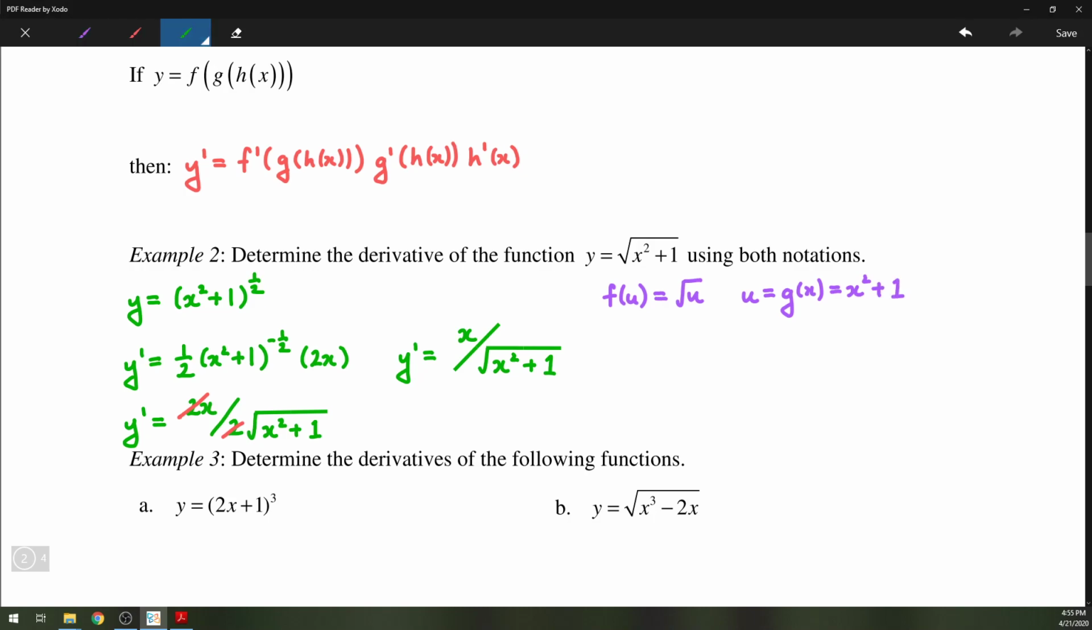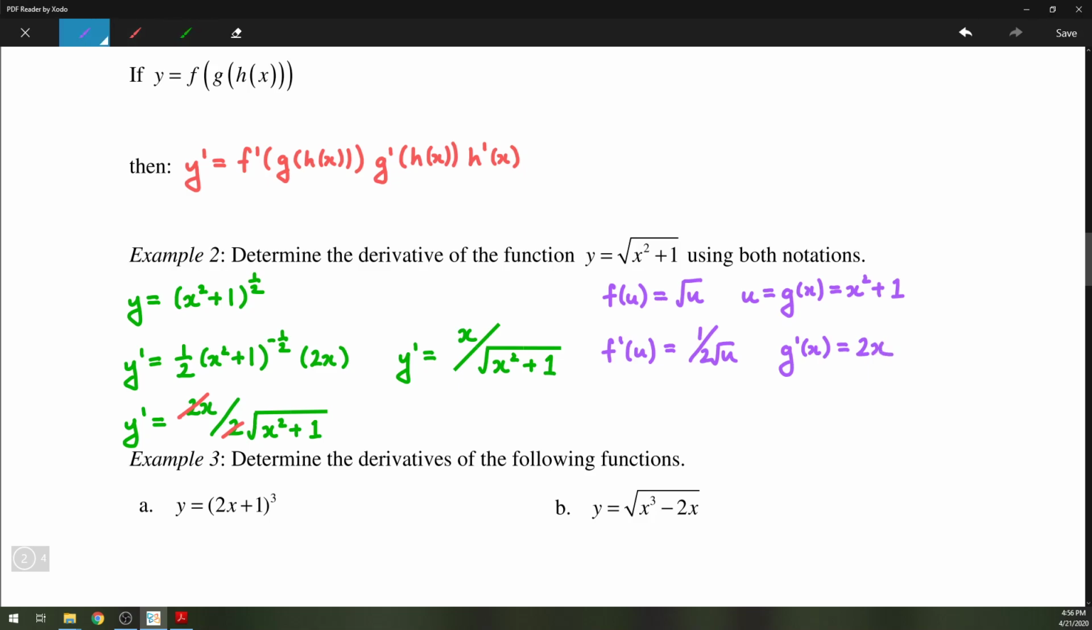So we can rewrite this as u to the 1/2. Oh, sorry, that's not what I meant to do. If I take the derivative in terms of u, that would be 1 over 2 square root of u. And then the derivative of g would be 2x.